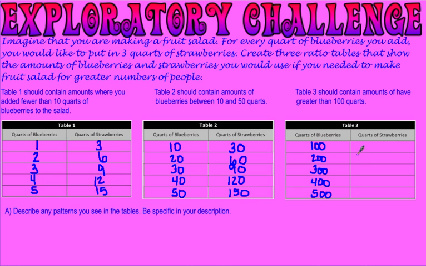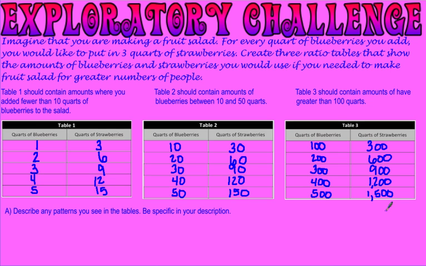All right, so we would have to have 300 strawberries, 600 strawberries, 900 strawberries, 1,200 strawberries, and 1,500 strawberries. Okay, so filling out the tables we should be pretty good at this point.